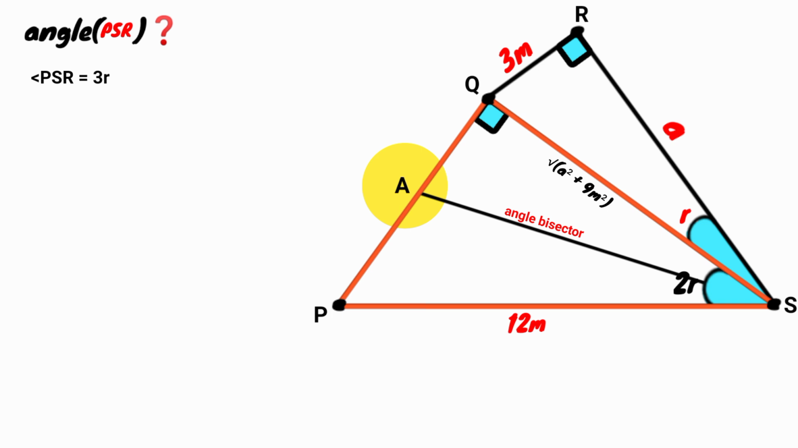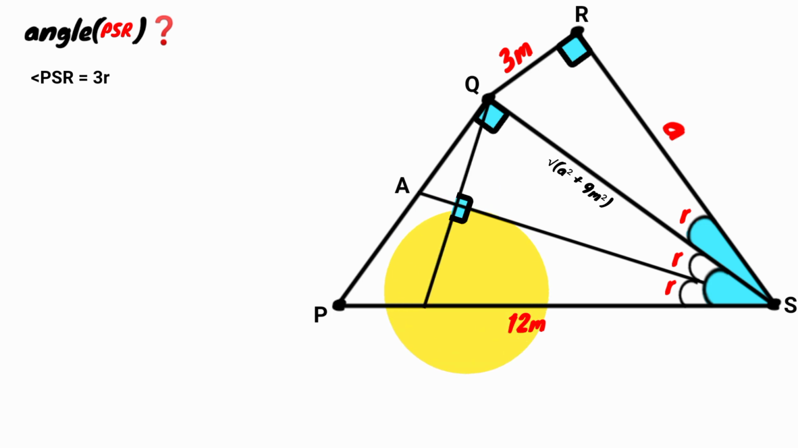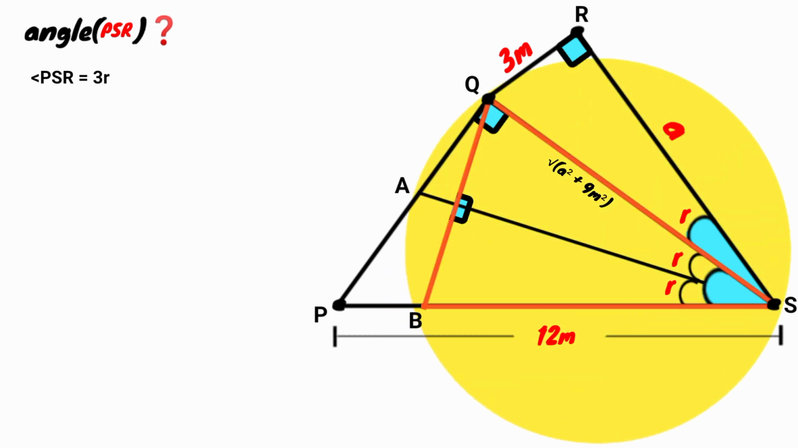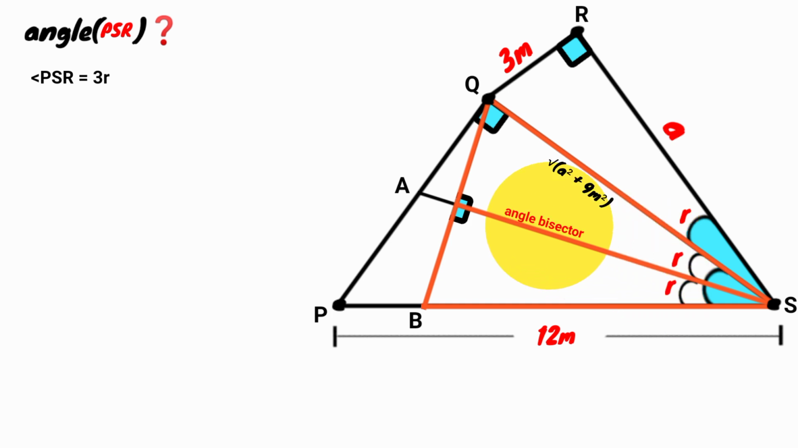Call this point A. Since it bisects this angle, and the size of the angle is 2R, this and this each are going to be half of 2R, which is R. Now come here. From this vertex, Q, draw a straight line perpendicular to this angle bisector down to line PS. Let this be point B. We look at this triangle BQS. This line bisects this angle of it. Therefore, it is an angle bisector of the triangle.